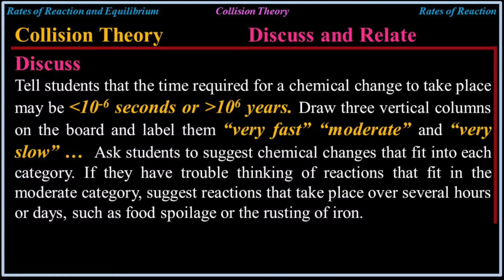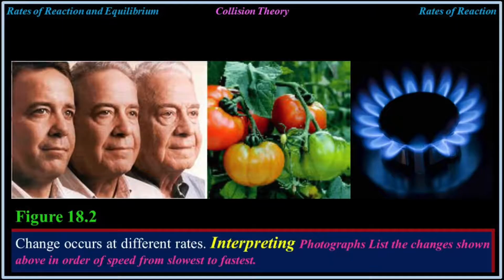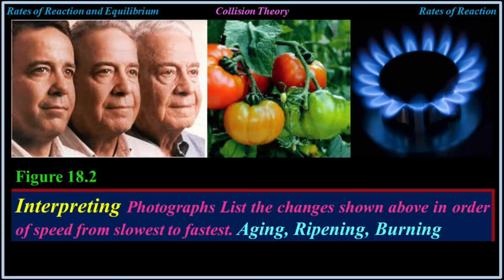If they have trouble thinking of reactions that fit in the moderate category, suggest reactions that take place over several hours or days, such as food spoilage or the rusting of iron. We will do this on the board in class. Remind me. Figure 18.2, change occurs at different rates. Interpreting photographs. List the changes shown above in order of speed from slowest to fastest. So from left to right, we have aging, ripening, and burning.